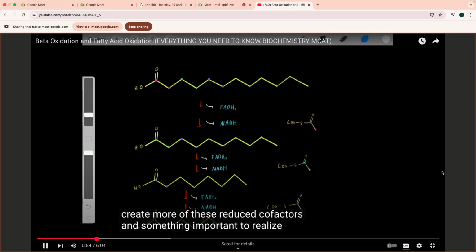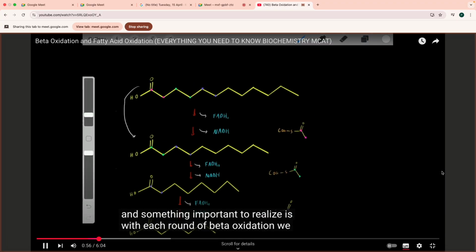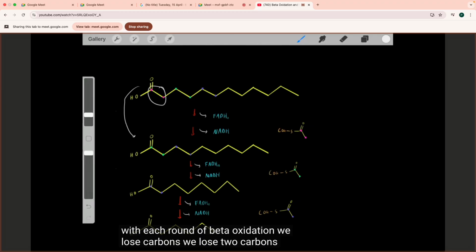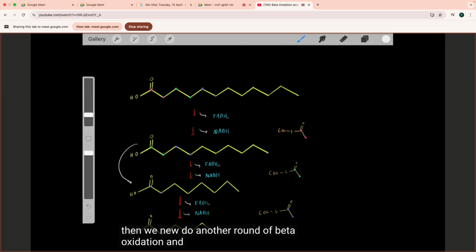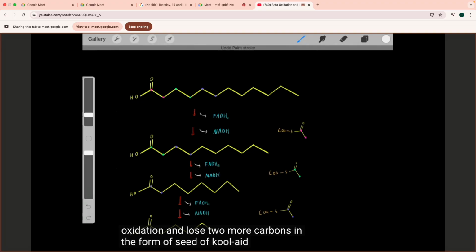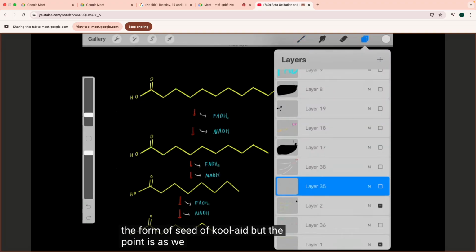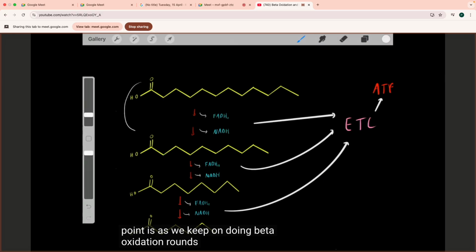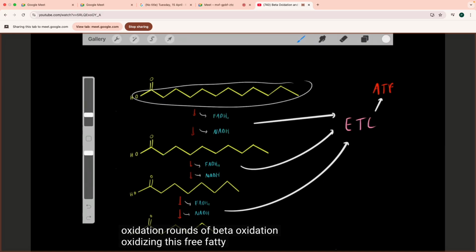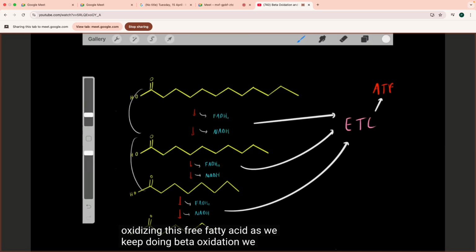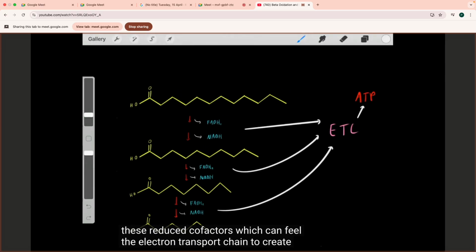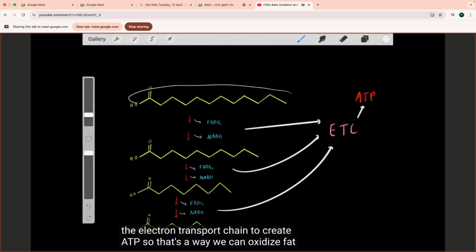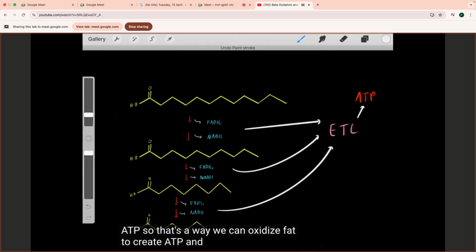And something important to realize is with each round of beta oxidation, we lose carbons. We lose 2 carbons in the form of acetyl-CoA. Then we do another round of beta oxidation and lose 2 more carbons in the form of acetyl-CoA. But the point is, as we keep doing rounds of beta oxidation, oxidizing this free fatty acid, we create these reduced cofactors, which can fuel the electron transfer chain to create ATP. So that's a way we can oxidize fat to create ATP.